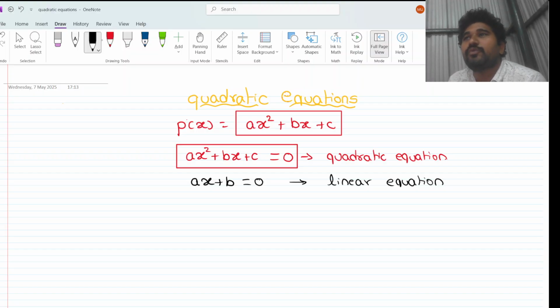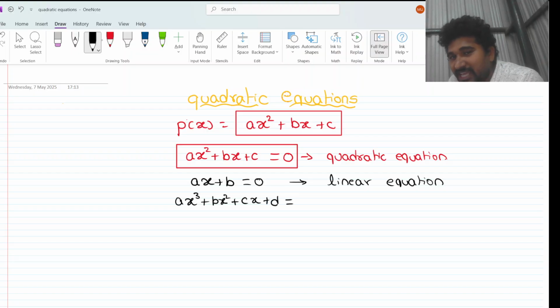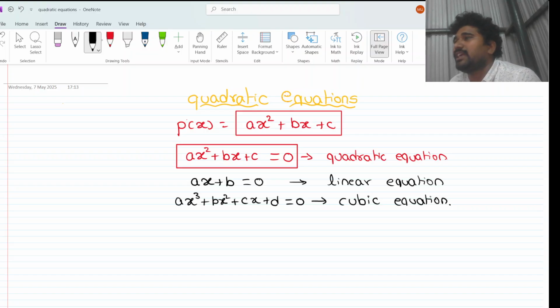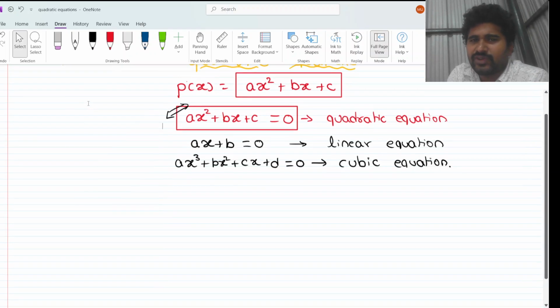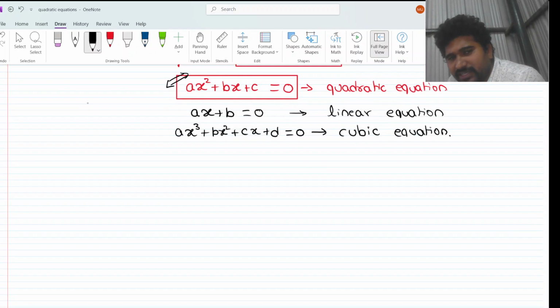Then what about the cubic equation? ax cube plus bx square plus cx plus d equal to 0. This is the cubic equation. Clear? Our target and our study is only quadratic equation here. Only quadratic equation we are going to study.